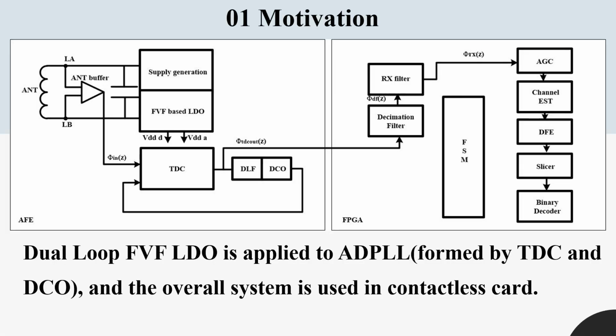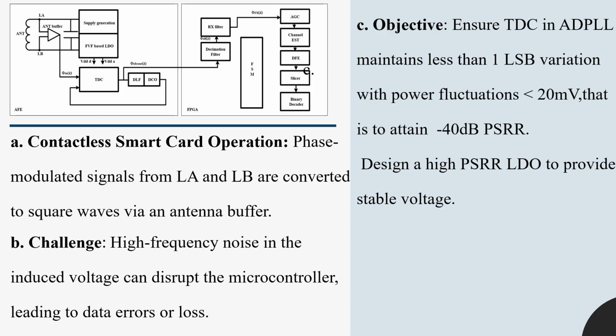First, motivation. According to the picture, it shows the overall system of the concrete smart card. Dual loop FVFLDO is applied to the ADPLL, format TDC and DCO, and the overall dual loop FVFLDO is used in the concrete smart card. Next, we will talk about how the concrete smart card would operate.